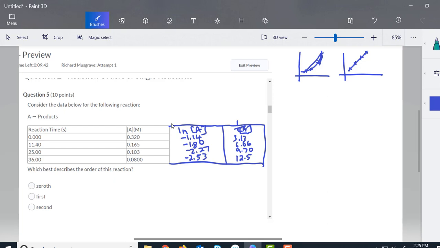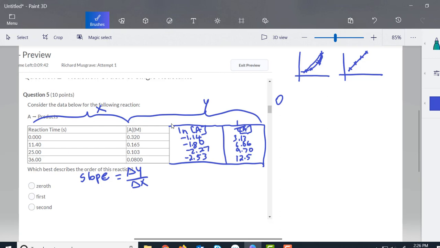So when I'm doing this, I do it for 0 order. That would be for the A column here. And I'm going to find the slope between the first and second point, which is going to be the change in y over the change in x. Remember, this is going to be the y-axis here. In all cases, that'll be the y-axis. This will be the x-axis. Now, slope is going to equal change in y over change in x. So if we do the 0 order here, we'll do 0.320 minus 0.165 over 0 minus 11.4. That's going to give me a value.